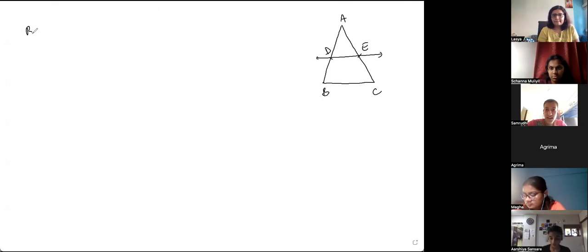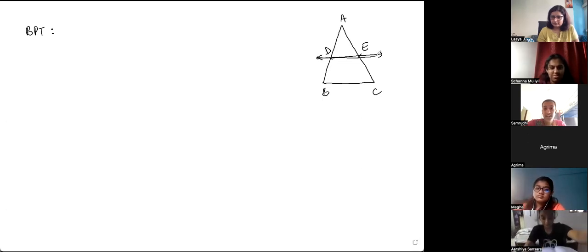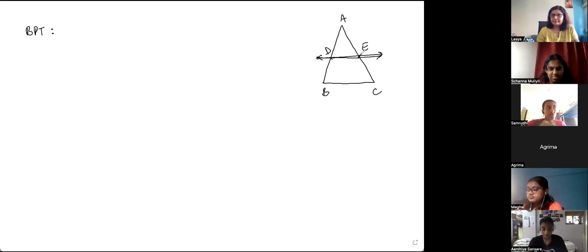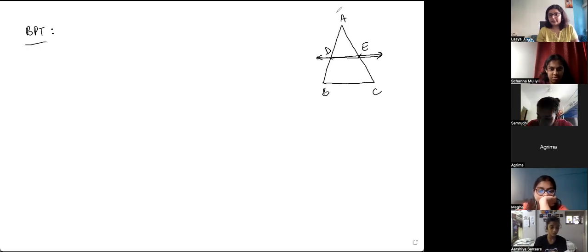Ma'am, it states that if a line is drawn parallel to a side of a triangle intersecting the other two sides, then the line divides the two sides in the equal ratio. Okay, that is absolutely correct, the statement. So Agrima, can you explain what it is based on this figure that's here on the screen? Yes, ma'am. So AD upon DB will be equal to AE upon EC.